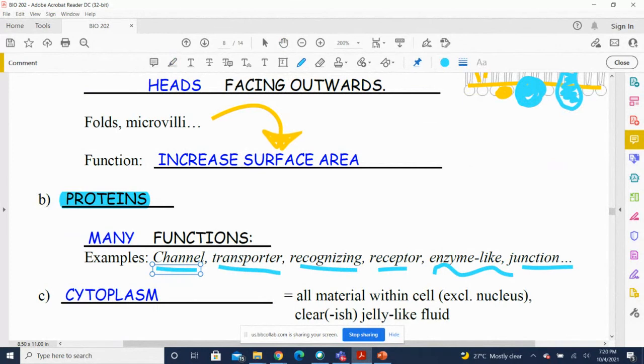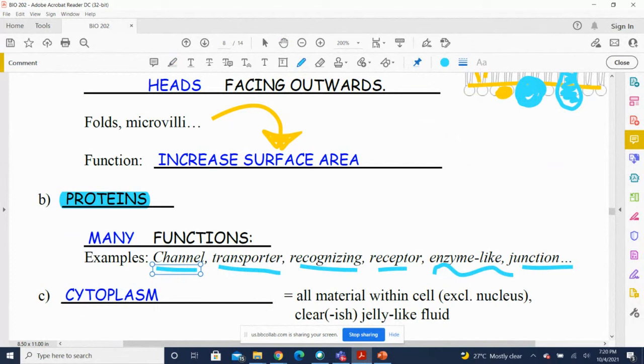What we remember also is that the cell has to be filled with something, and this stuff that the cells are filled with is of course going to be our cytoplasm. So this is all the material within the cell other than the nucleus. And it really is this clearish jelly-like stuff that fills the cell.